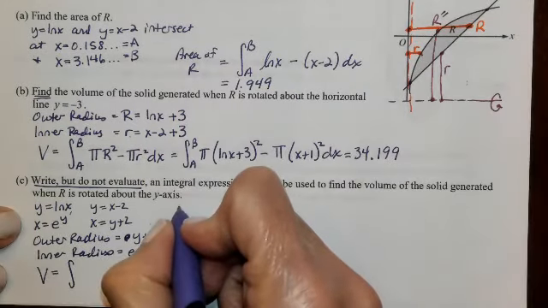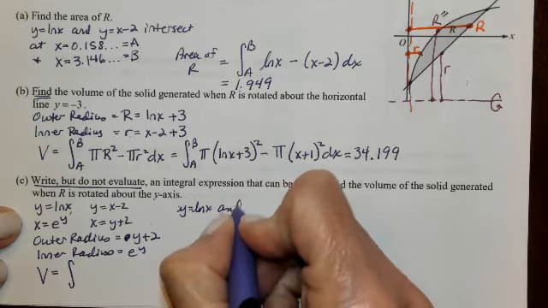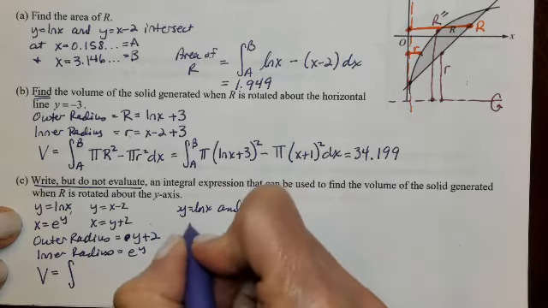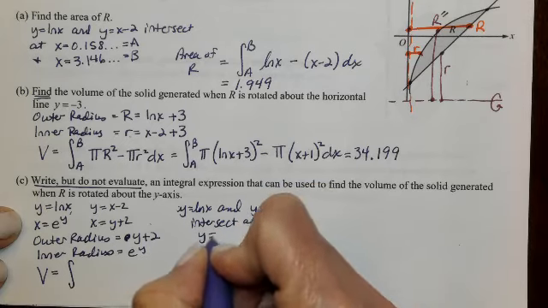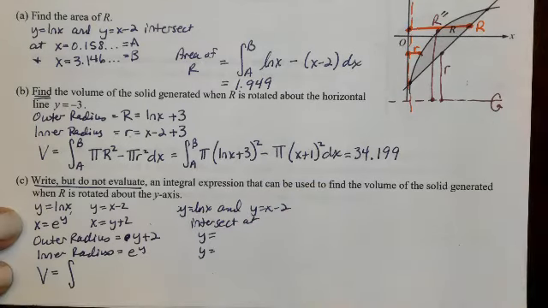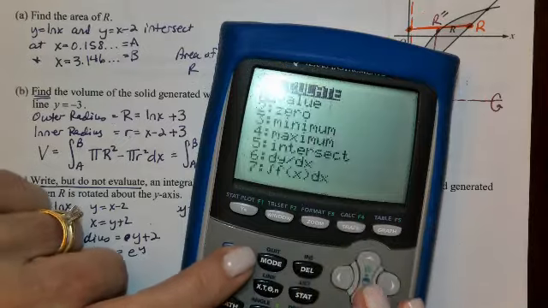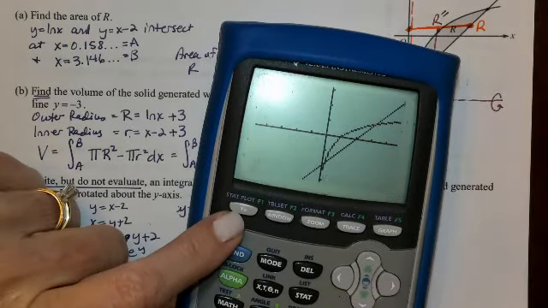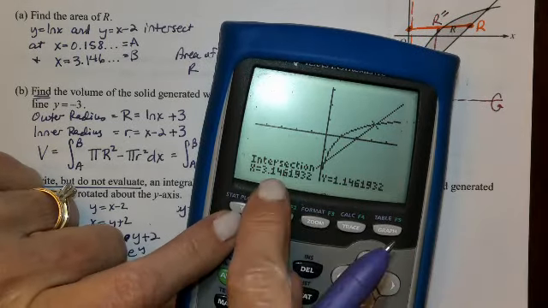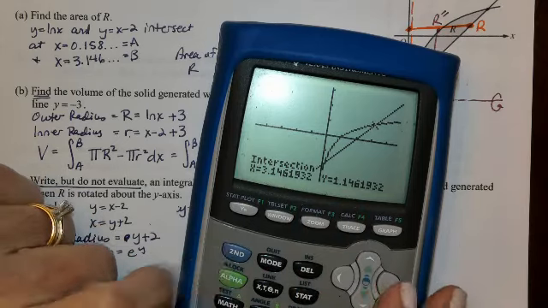So I will say that y equals ln x and y equals x minus 2 intersect at y equals and y equals. I'm going to go find those real quick. So back to my graph, second calc, intersect. I'm already up there at that one. Enter, enter, enter. There was the x value. Let's just go grab that y value. So 1.146.